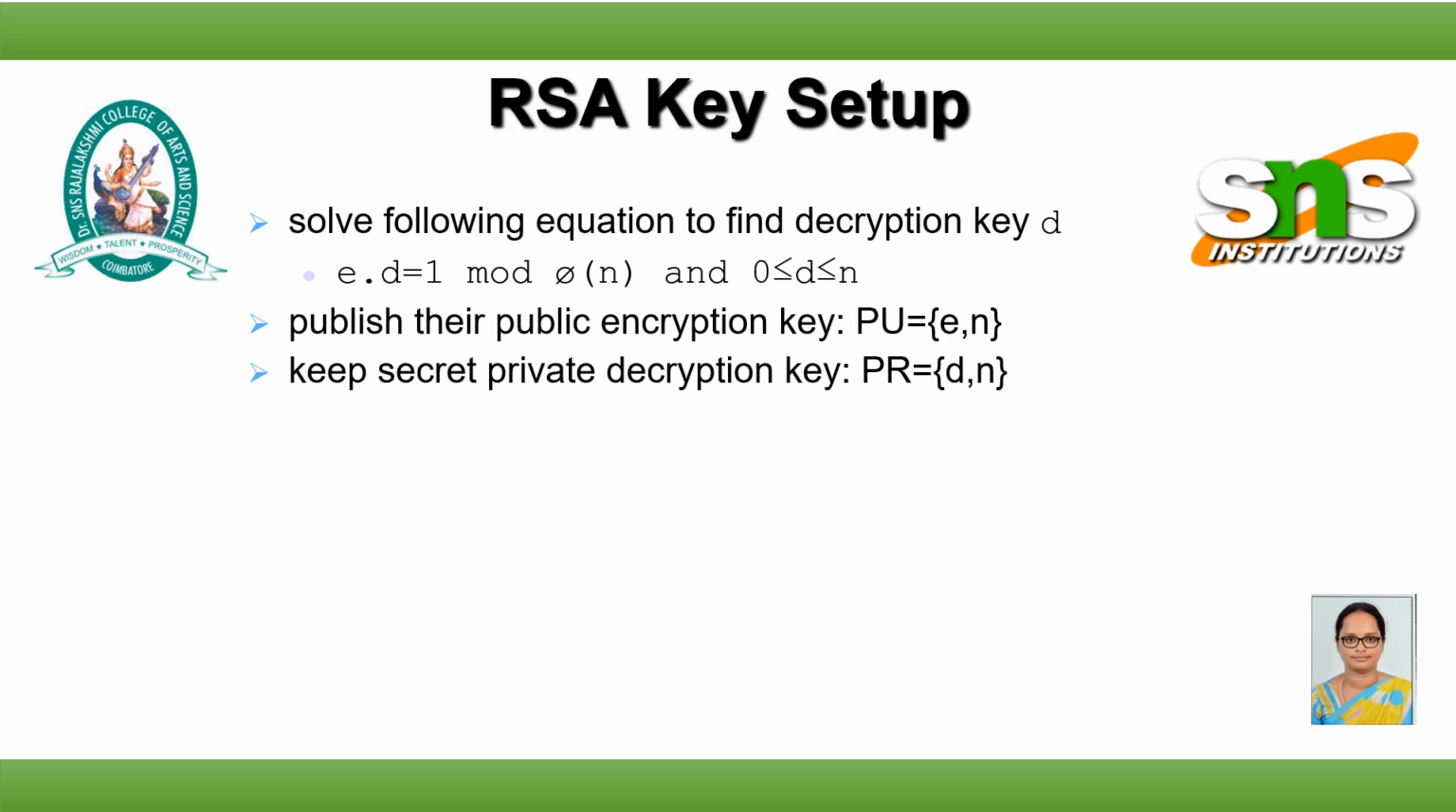How are we solving the decryption? By the use of the below mentioned equation, E into D equals 1 mod N, and 0 less than D less than or equal to N. So publish the public encryption key PU equals E comma N, and keep secret the private decryption key PR equals D comma N.